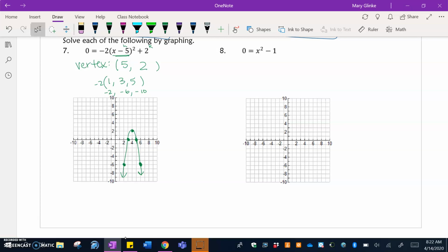So our solutions here are our x-intercepts. So after I've graphed my parabola, I'm going to go ahead and write x equals. And my x-intercepts for this one are where it crosses the x-axis, which happens to be at 3 and 5.